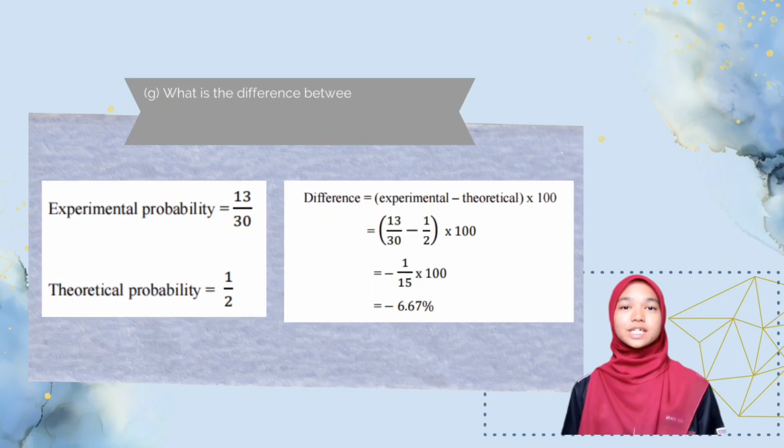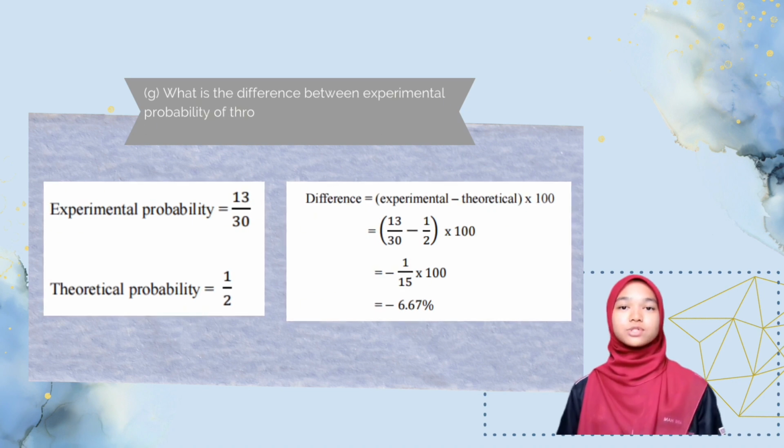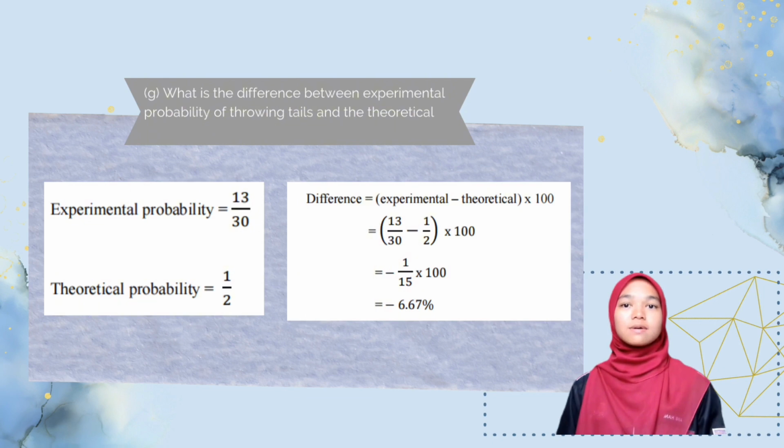Lastly, the question asks what is the difference between the experimental probability of throwing tails and the theoretical probability of throwing tails. From the previous data, the experimental probability is 13 over 30 and the data for the theoretical probability is 1 over 2. So after we subtract 13 over 30 from 1 over 2 and multiply by 100, we get negative 6.67%.